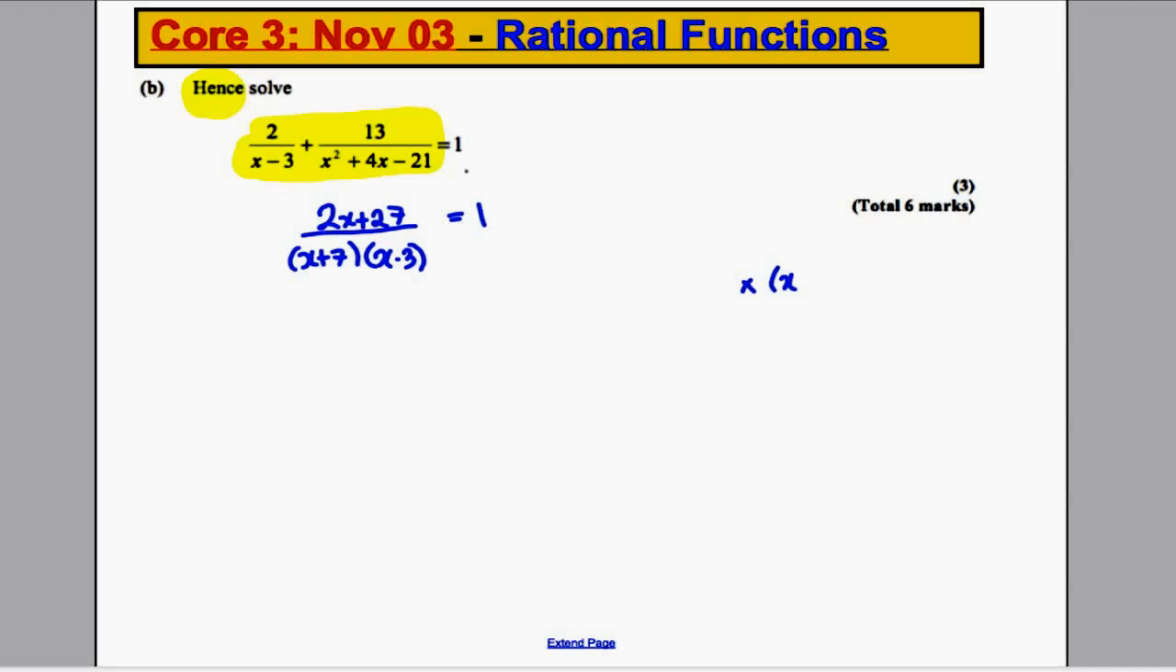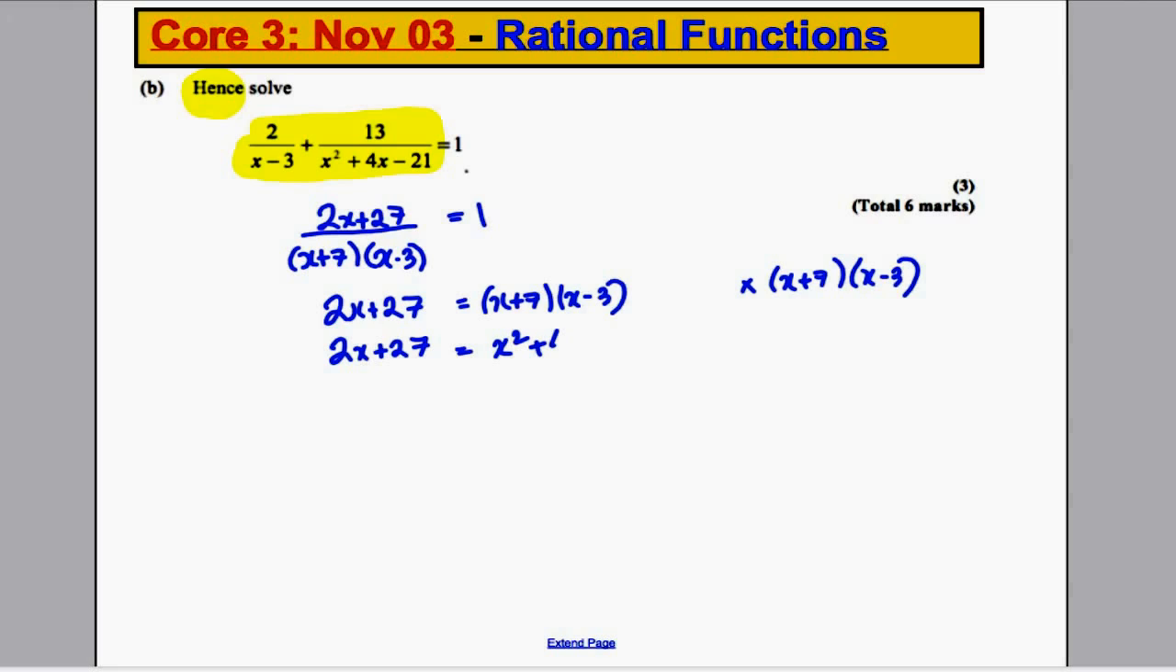Multiply both sides by the x plus 7, x subtract 3 to remove that off the denominator. We'd get ourselves 2x plus 27 is equal to x plus 7, x subtract 3. 2x plus 27, expand out this bracket, must be x squared plus 4x subtract 21. Subtract the 2x off both sides, subtract the 27 off both sides, you would get yourself 0 is equal to x squared plus 2x subtract 48.